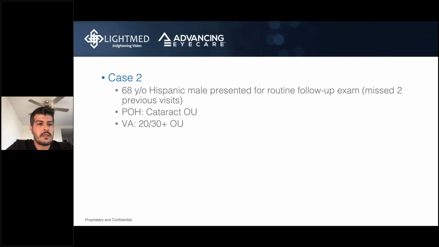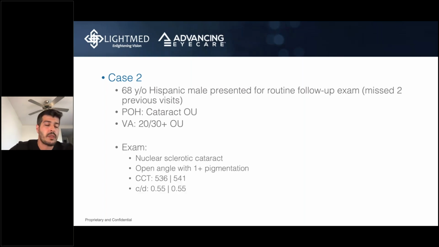Second and last case, 68-year-old Hispanic male, came for a follow-up visit. This is a patient I inherited from the doctor that was in the community before me. He has since left. This patient had missed 2 visits, so already I knew maybe not the best compliance in the world. In terms of past ocular history, he was phakic and he did have cataracts. His best corrected vision was about 20/30 or so, but he was still happy with it. Didn't really complain about vision much.